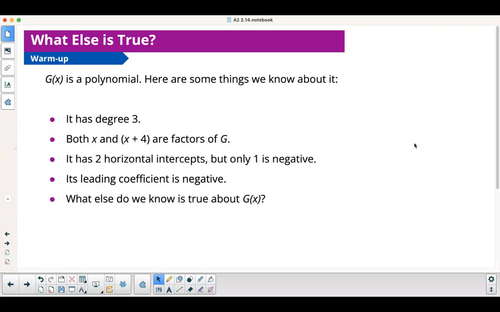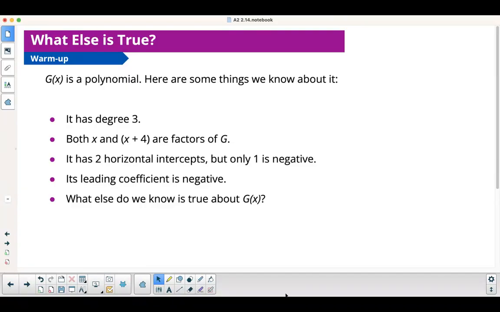All right, so here's our warm-up. g of x is a polynomial. Here are some things we know about it. It has a degree of 3. Both x and x plus 4 are factors of g. It has 2 horizontal intercepts, but only one is negative. Its leading coefficient is negative. What else do we know is true about g of x?